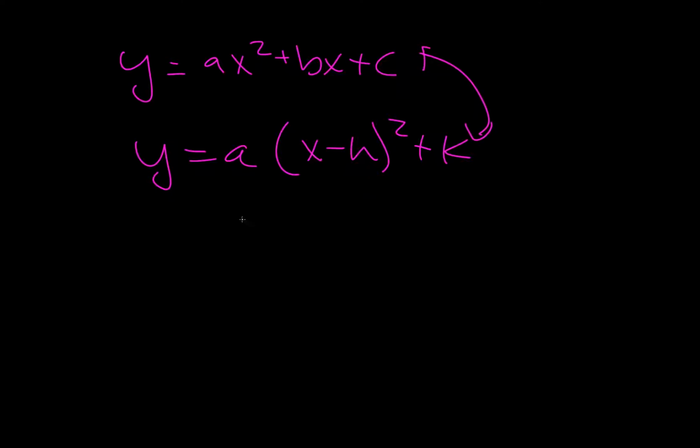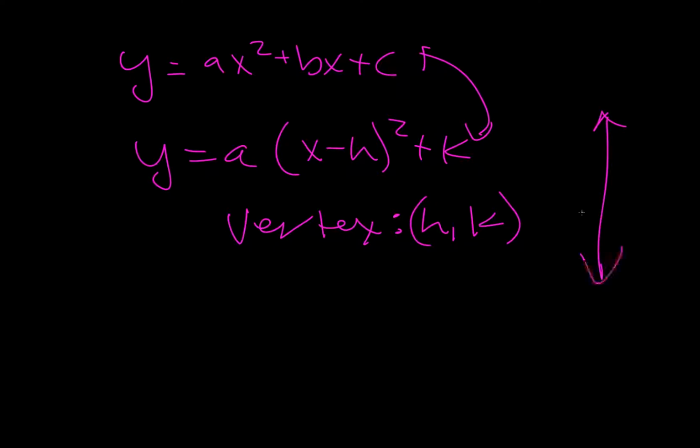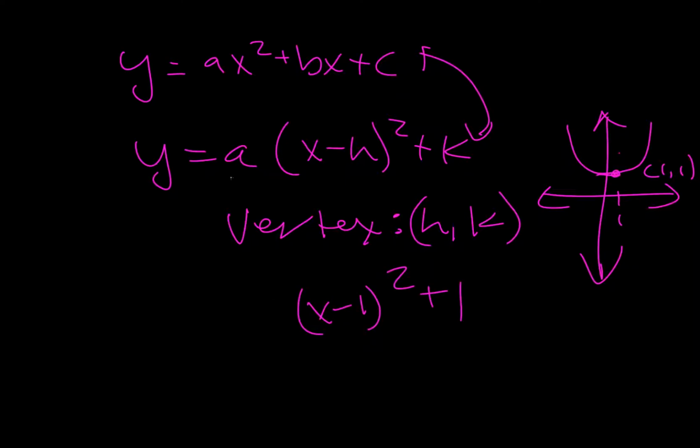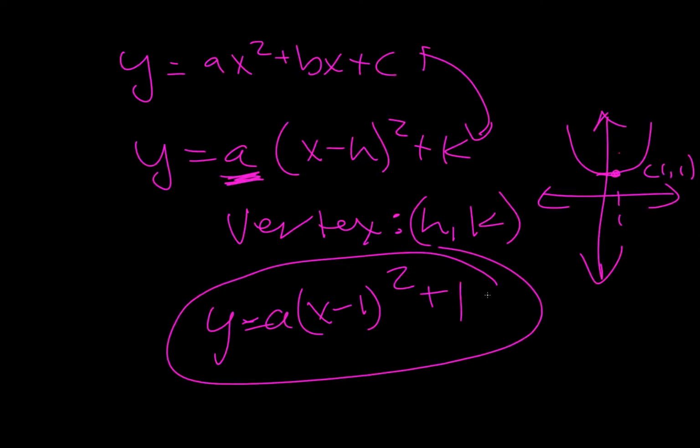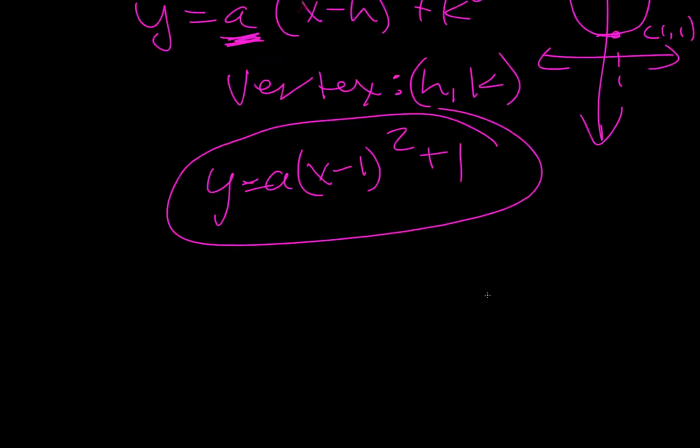Now the benefit of this is that the vertex of the parabola is at h comma k. And so if we graph it, we say the vertex is at 1, 1. That's what h and k would be. So it would end up being x minus 1 plus 1. Now there's also a scaling factor right here, which we'll talk about in just a little bit, but that's the idea of it. Okay, so now we're going to move on to an exact problem.